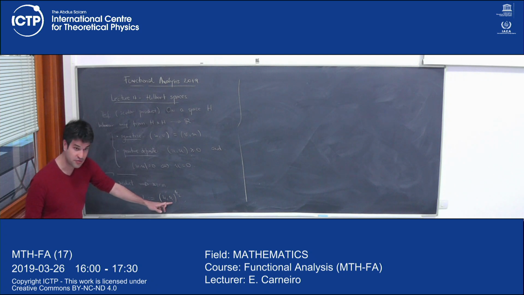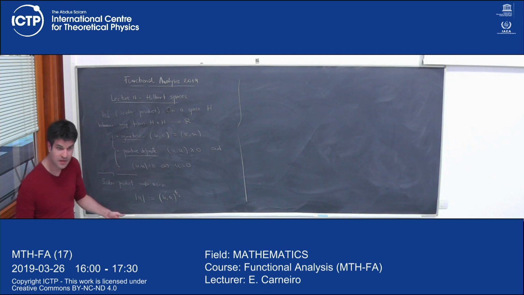In case it is 0, then u scalar u is 0, which means that u is 0. So it's 0 only if the vector is 0. So I'm okay with that. But I have to prove the triangle inequality.